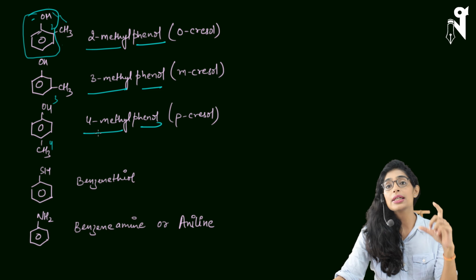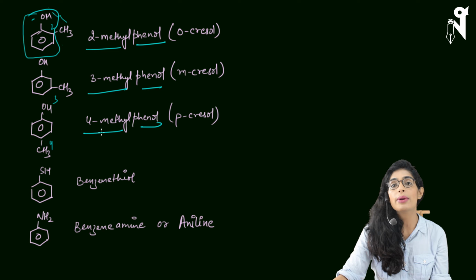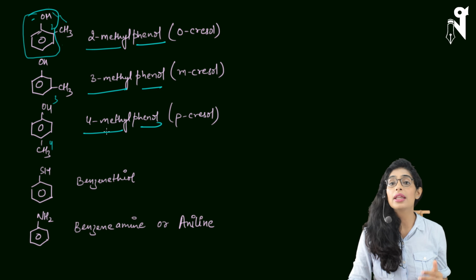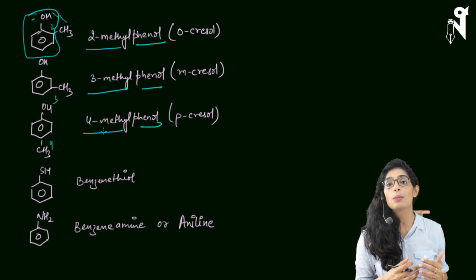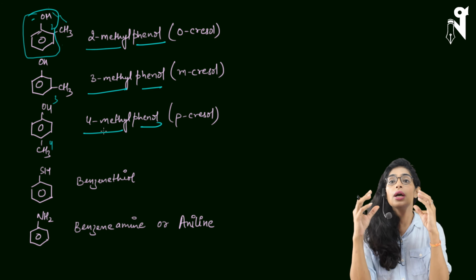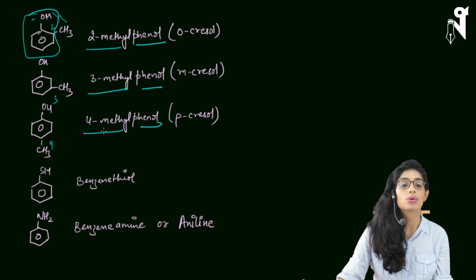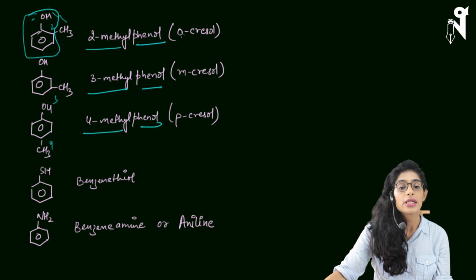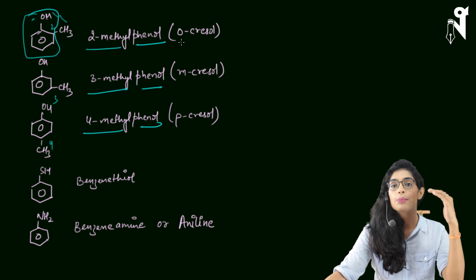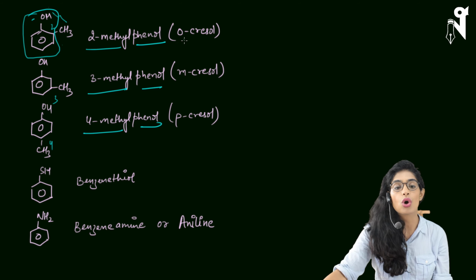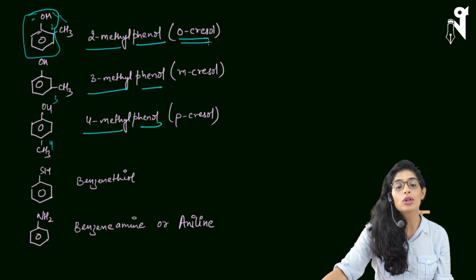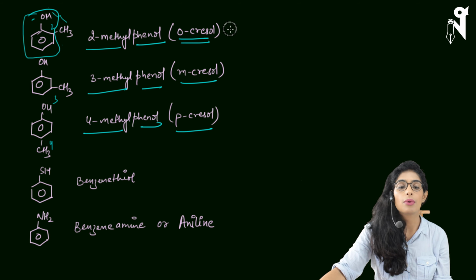Now when a benzene has OH and CH3 on it, the common name of that compound is cresol. But depending upon the placement, we will write orthocresol, metacresol, or paracresol. So here your CH3 is on the second position, or you can say the positioning is 1, 2, hence the name is orthocresol. Here the positioning is 1, 3, hence the name is metacresol. Here the positioning is 1, 4, hence the name is paracresol. Again, these names are important.